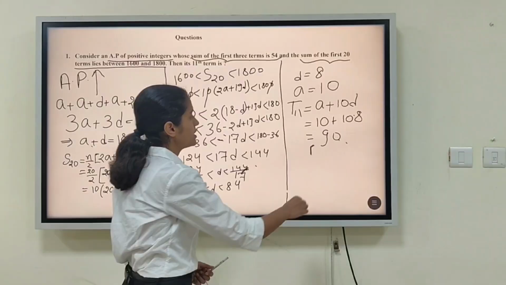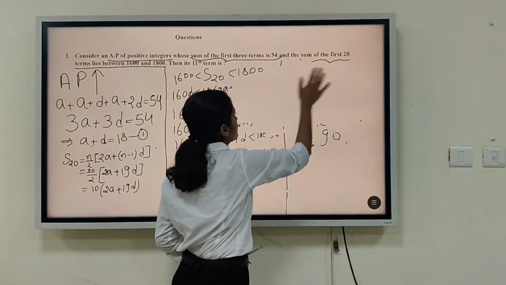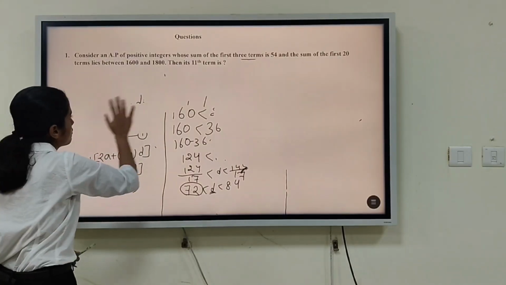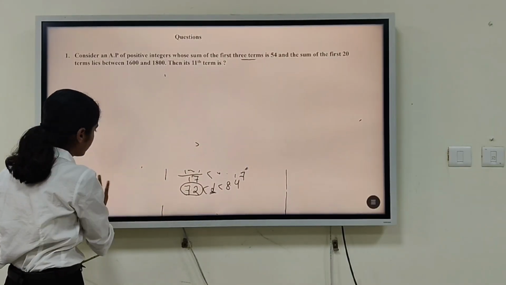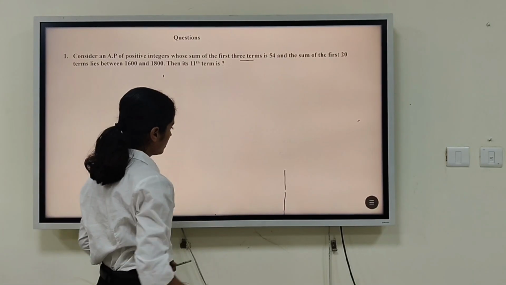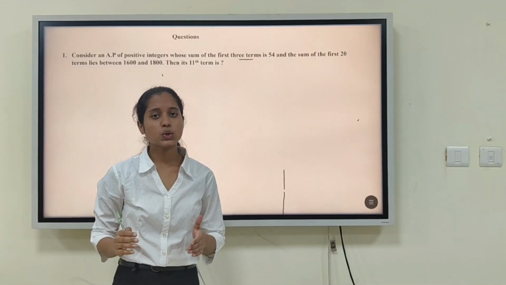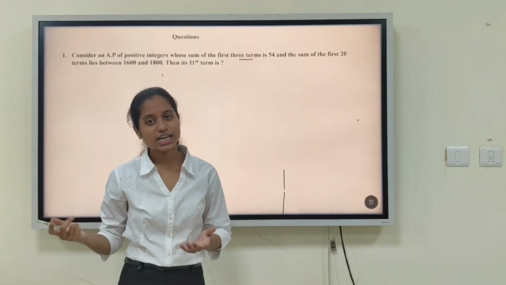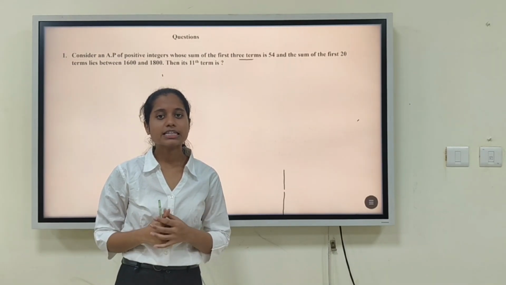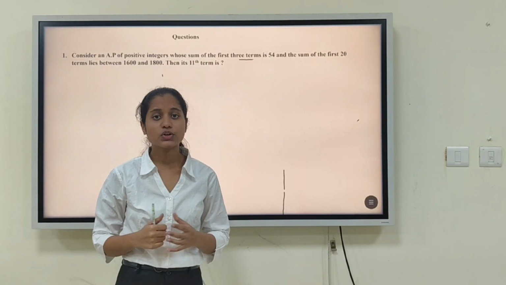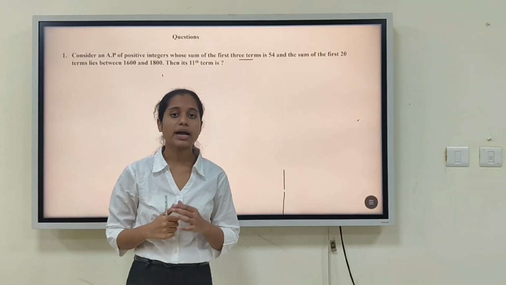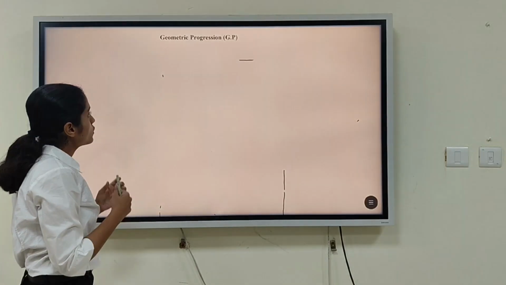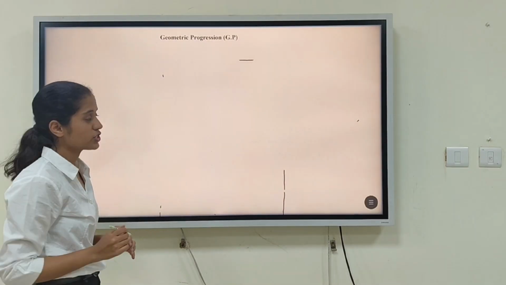Okay, so with this we have done with the concept of AP and its properties which we use to solve problems. Now in real life, things growing linearly happens rarely. We see that things grow exponentially, and when we get a sequence by multiplication, not by addition, then we get a new pattern which is called geometric progression. So we will move to our next topic, which is geometric progression.